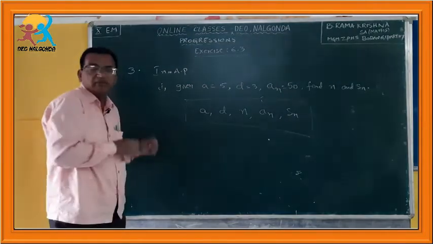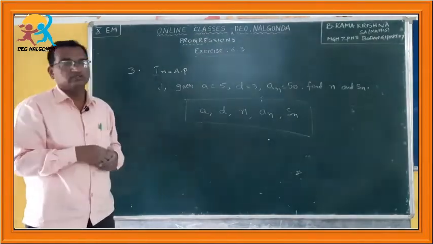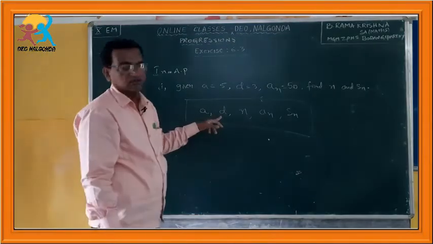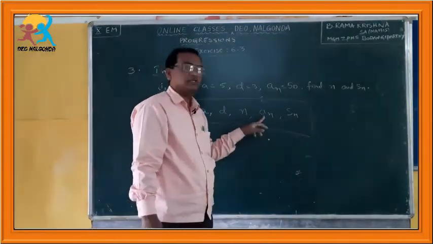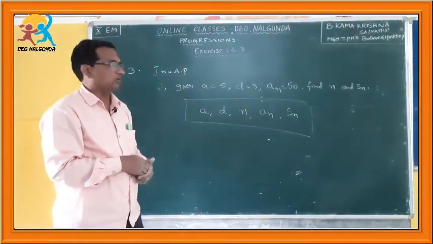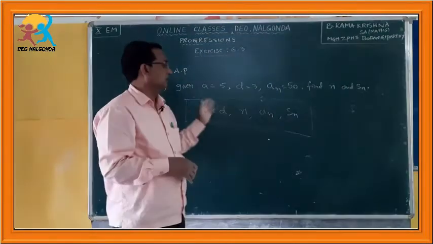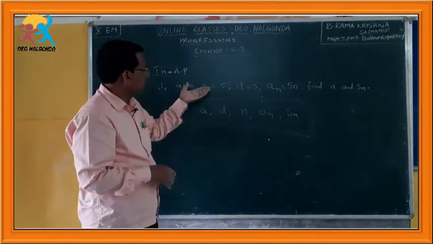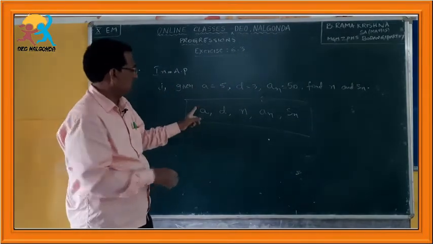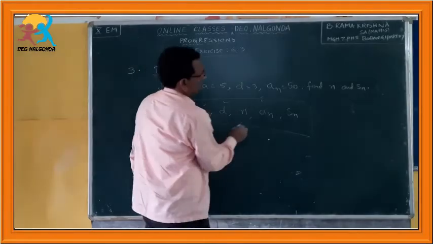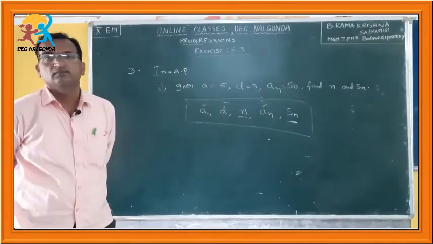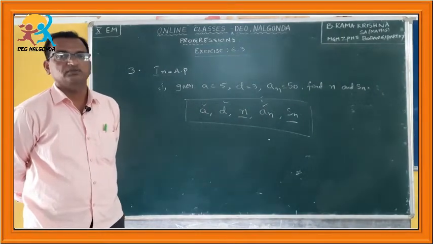Some of these will be given and you have to find the things which were not given. What is A? First term. D, common difference. N, number of terms. An, nth term. Sn, sum to n terms. See in the third problem, A is given, D is given, An is given. He is asking us to find n and Sn, the number of terms and the sum to n terms.